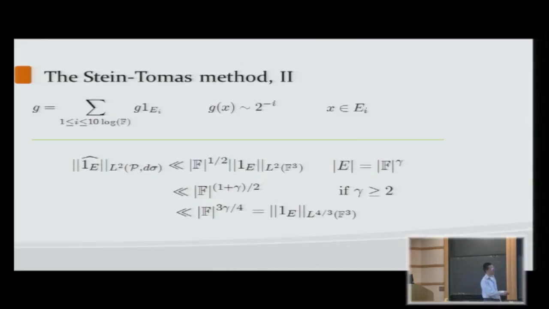But this is equal to the L to the 4/3 norm of E, right? Because E is a set of size f to the gamma, and so if you take the 4/3 norm of that, you'll get f to the 3 gamma over 4, when gamma is greater than 2.